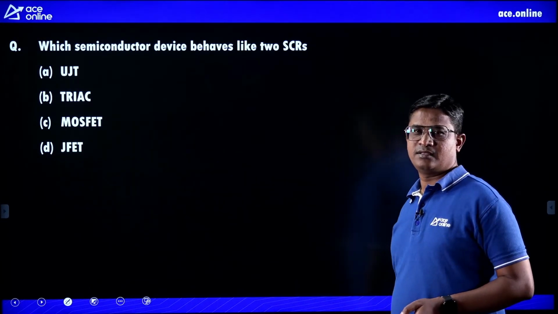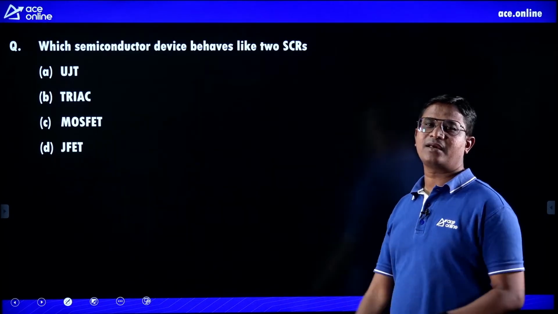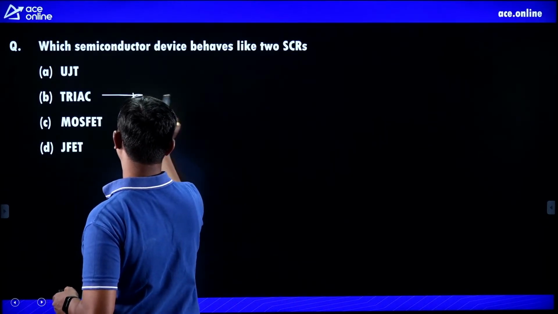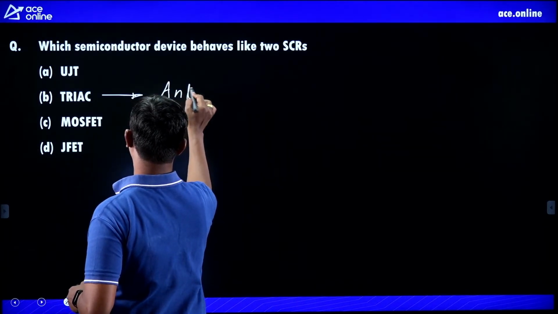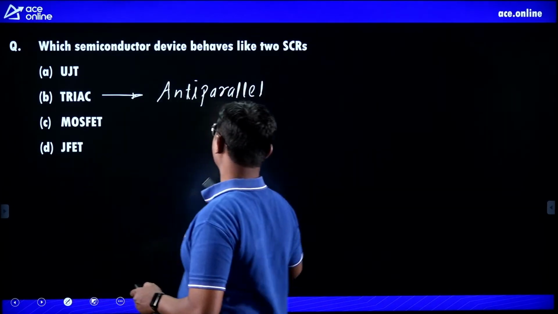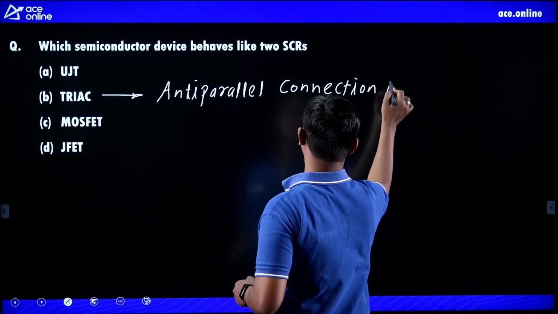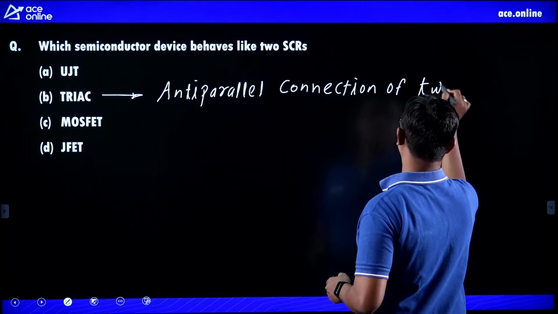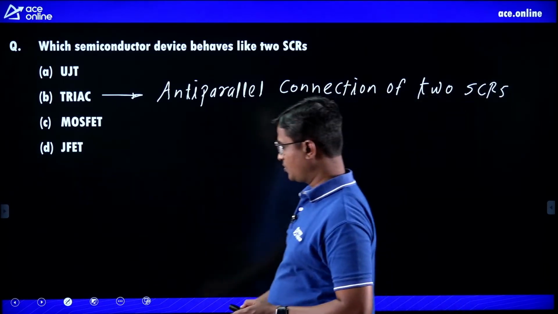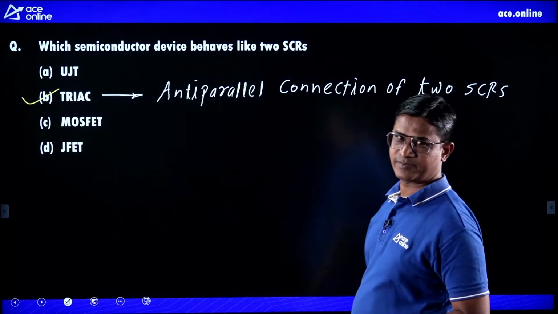We know, not triac. Triac is equivalent to anti-parallel connection of 2 SCRs. So the answer is triac. I am writing here: triac is equivalent to anti-parallel connection of 2 SCRs. So here the answer is option B, triac.